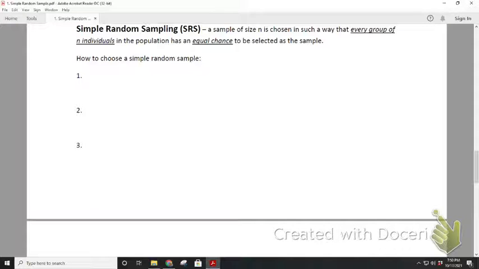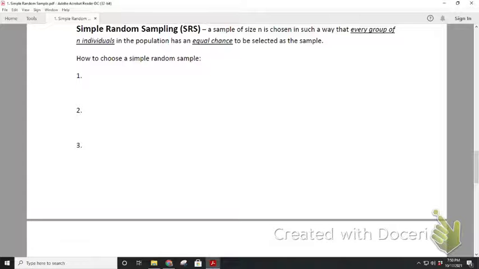All right, once again, I said it at the end of last video, please memorize that definition. Any possible group of n, whatever sample size I'm taking, from the population has an equal chance of being selected. Any possible group, because everyone is just simply a number, and I am taking random numbers and using that as my sample. So how do you do this?